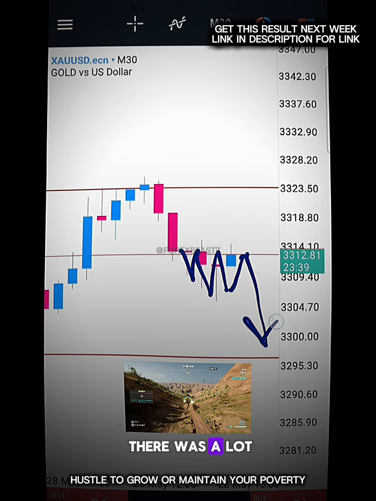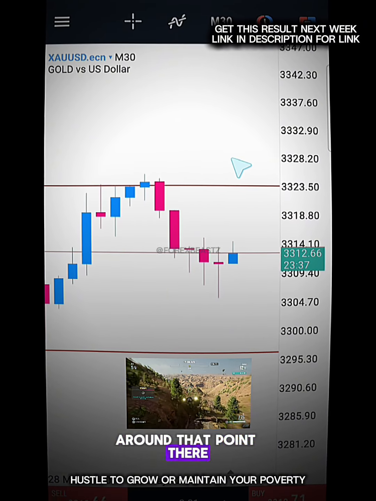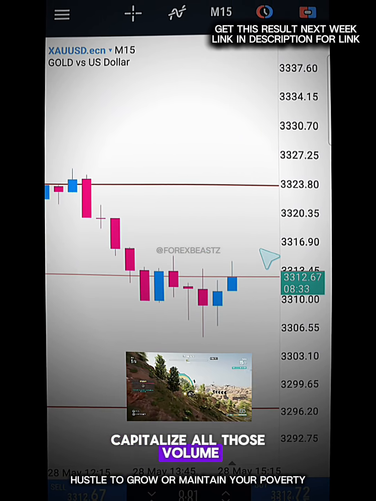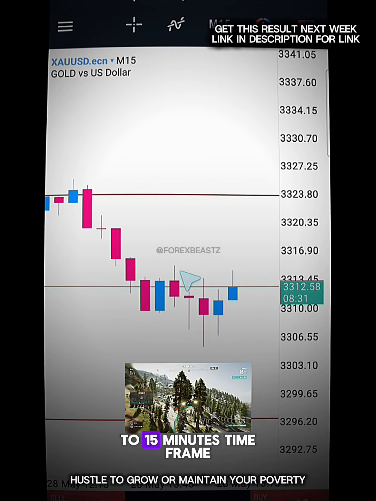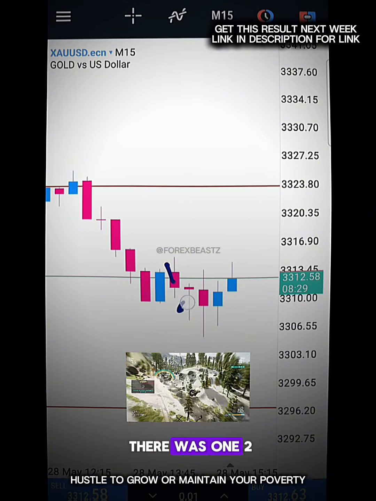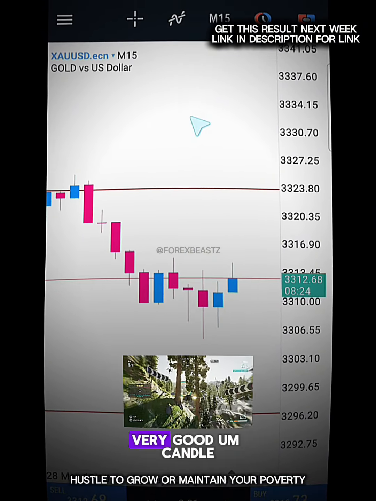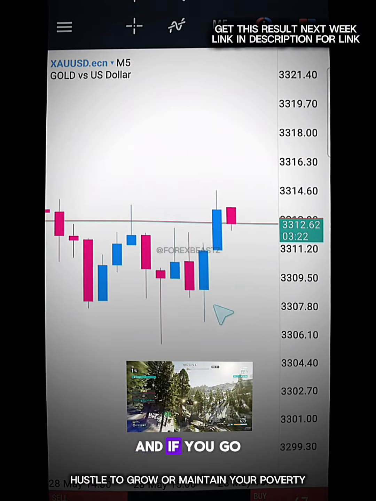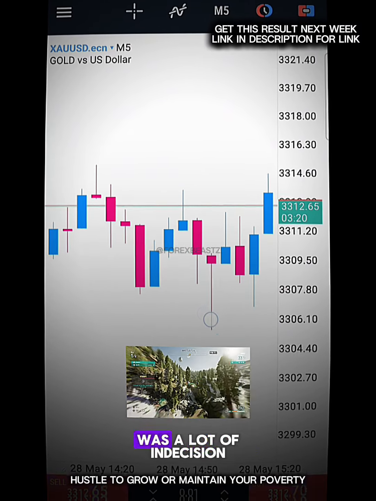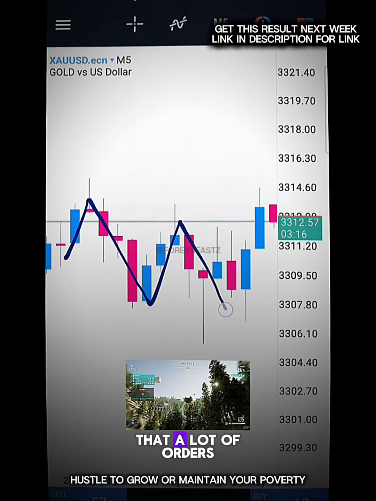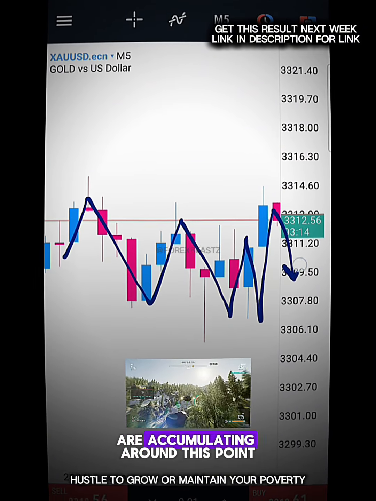And I saw that there was a lot of volume around that point there on 30 minutes. So I decided to capitalize on all that volume around that point there. And if you go to 15-minute time frame, you will see that there was a 1, 2, 3 candle formation and then a buy. That was a very good candlestick pattern. And if you go to 5-minute time frame, you can see there was a lot of indecision happening around this point there. That's to show you that a lot of orders are accumulating around this point there.